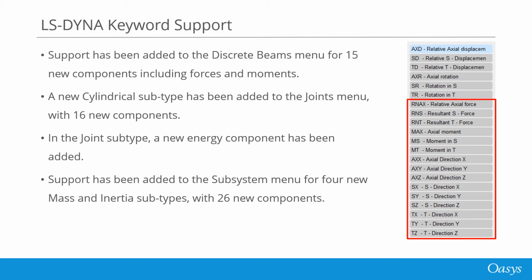Also, in THIS 19, support has been added to the discrete beams menu for 15 new components, including forces and moments, shown here on the right. Furthermore, a new cylindrical subtype has been added to the joints menu with 16 new components. In the joint subtype, a new energy component has been added, and support has been added to the subsystem menu for 4 new mass and inertia subtypes with 26 new components.